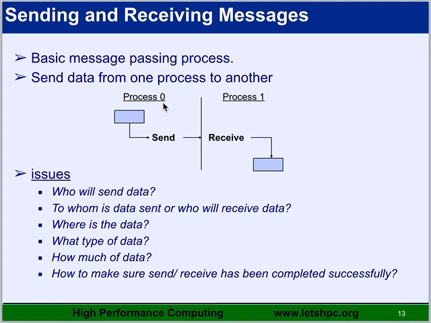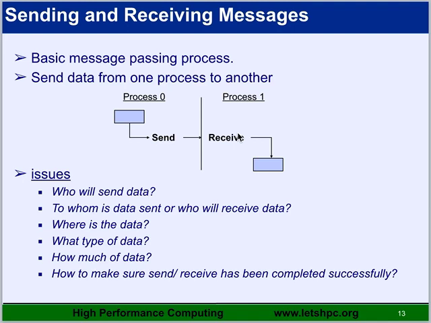Now there are several issues which come into play, like who will send data, to whom the data is sent, who will receive the data, because if there are several processes, these things need to be clarified before this whole send receive mechanism starts. So you need to be very clear who is going to send the data, who will receive the data, where is the data present, what type of data, whether it's an integer, it's a float, what kind of data, how much of data, whether it's in bytes or kilobytes or megabytes.